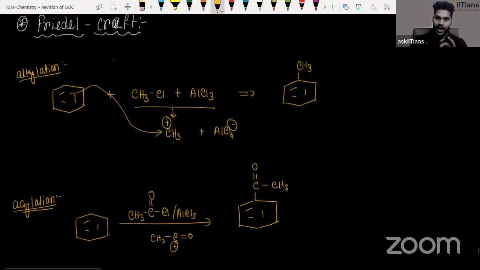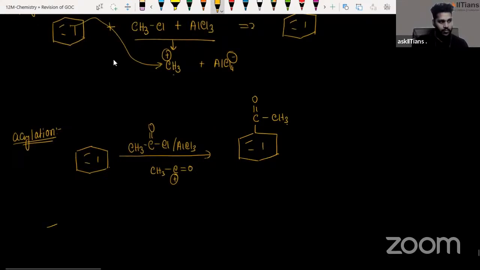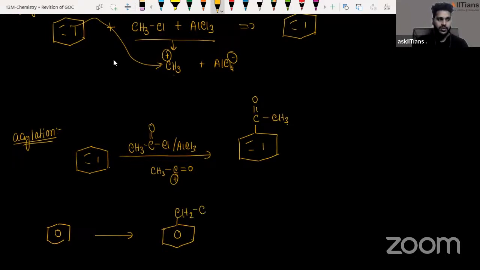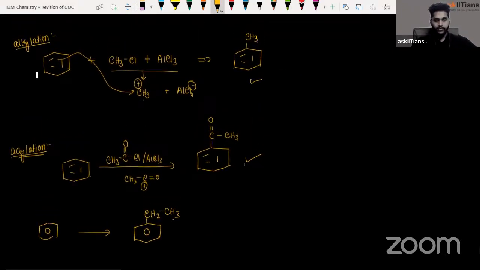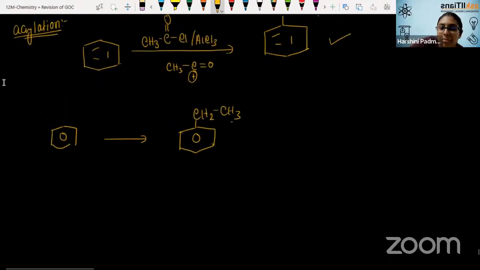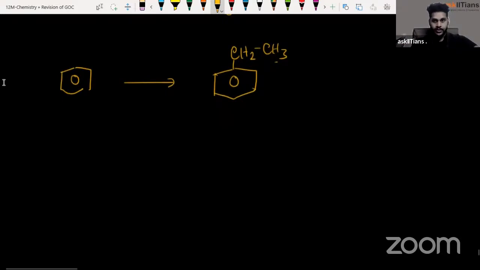Now this is something we all know, but let's see whether we have gone that deep or not. If I have to make benzene to ethyl benzene, what is the process of doing that? Should I do acylation or should I do alkylation? Simple question. What do you think? Alkylation.